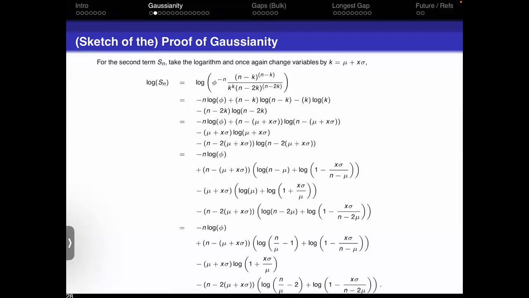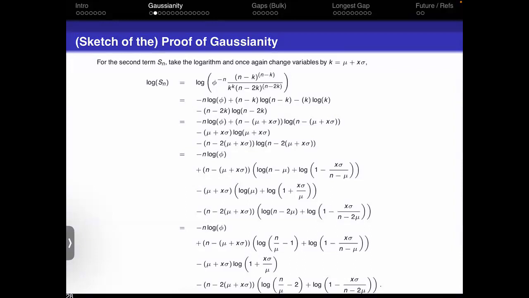So it turns out the mean is about 0.276n. So the denominator here is about a multiple of n. Sigma is going to be of size square root of n. Okay, so as long as x is not too large, that term is going to be very, very small, and I can approximate this as essentially just the log of n minus mu plus something very, very small.